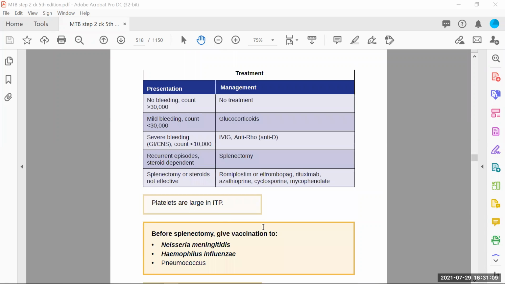Platelets are large in ITP. We have already seen that the mean platelet volume is increased.